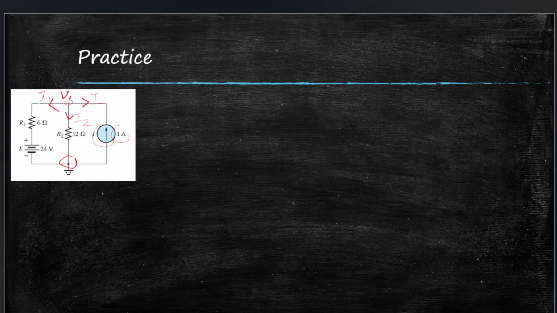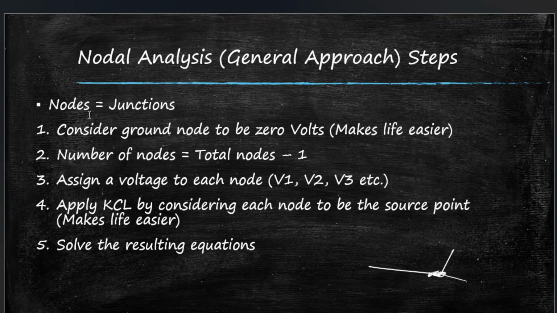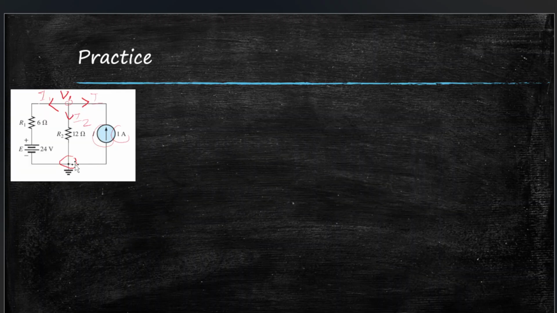See this red mark down here? This is the ground node, and we will consider this to be 0. And since we are considering one of the nodes to be 0, then comes step number 2. The number of nodes equals total nodes minus 1. Like I said, since we are considering one of the nodes to be 0, the number of nodes we will be analyzing will be total nodes minus 1.